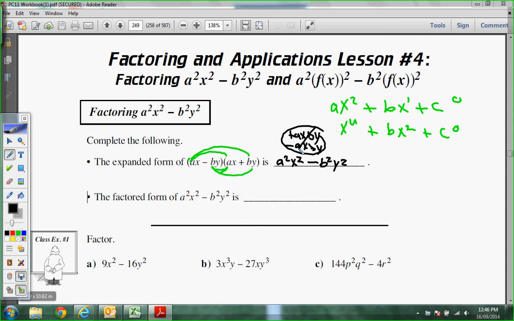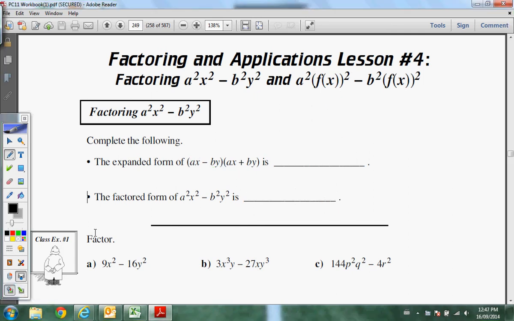And so the factored form is just going back and forth now. So your factored form is (ax plus by)(ax minus by). Anything yet?